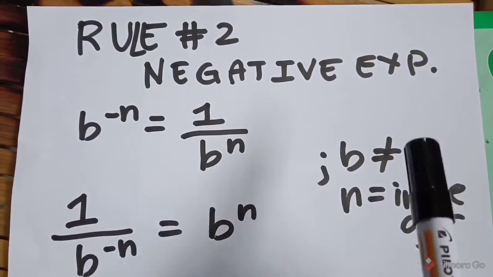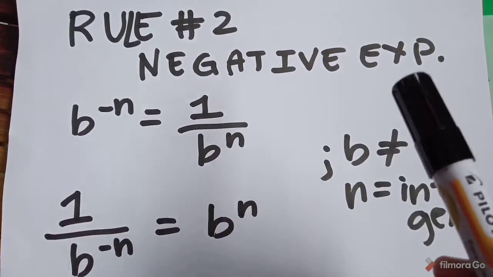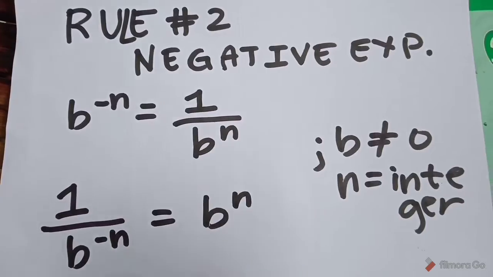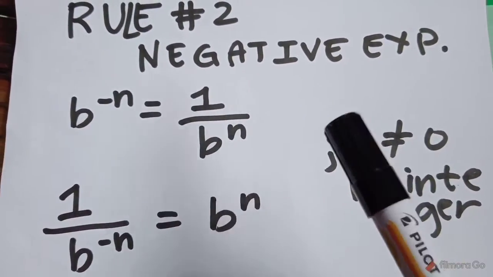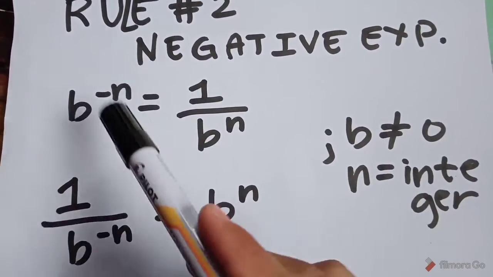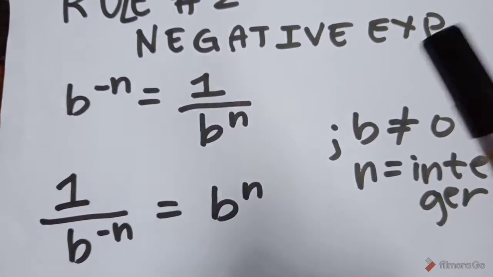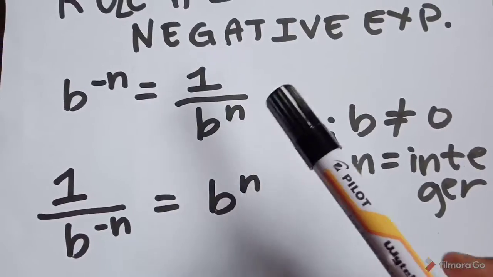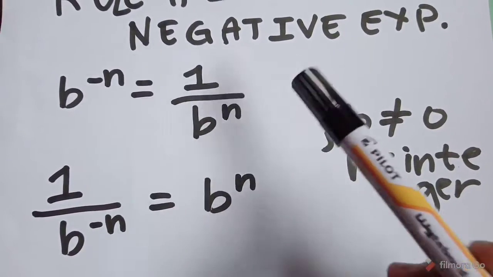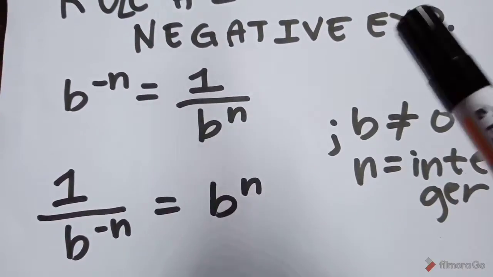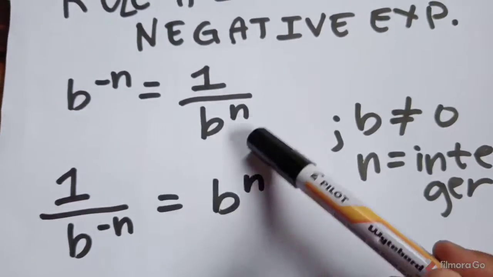Okay, rule number 2, the negative exponent property. It states that any non-zero number which is raised to a negative exponent is not in standard form. What we need to do is to move the base with a negative exponent to the opposite side of the fraction and change the exponent into positive. Here, the assumptions are b is not equal to 0 and n is an integer.